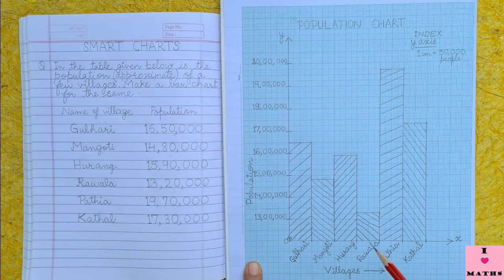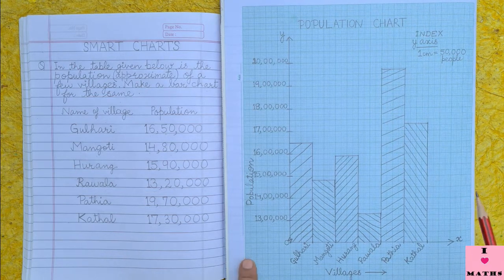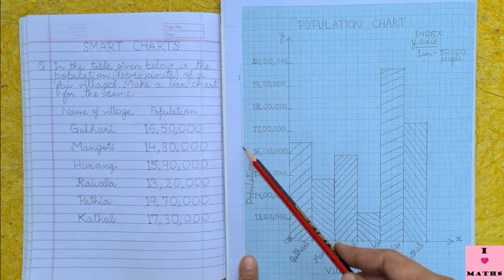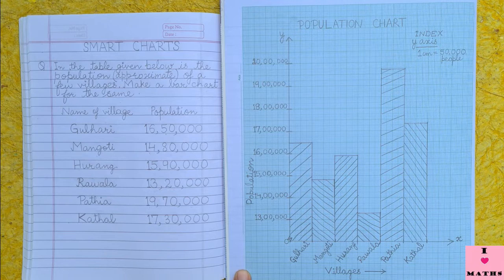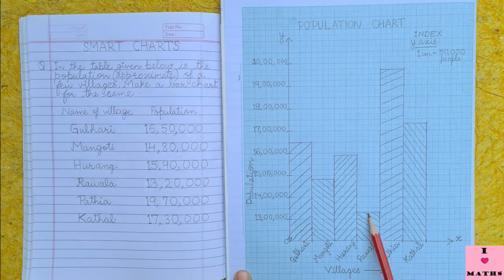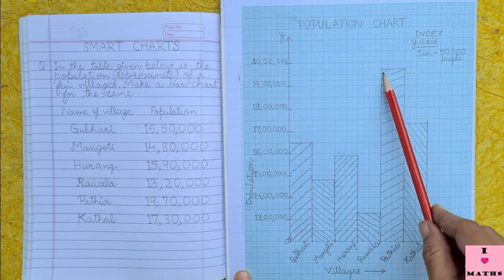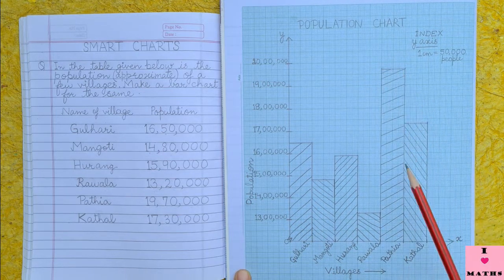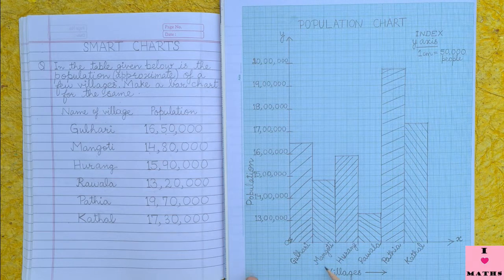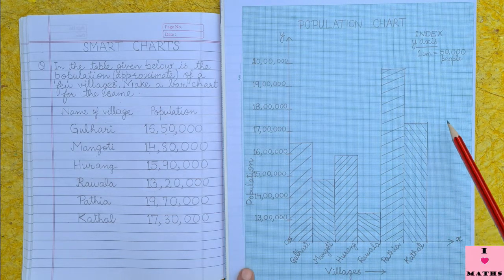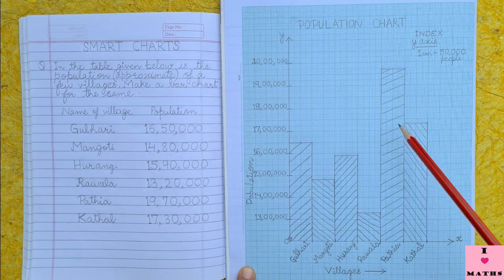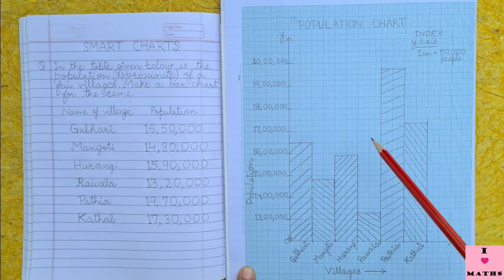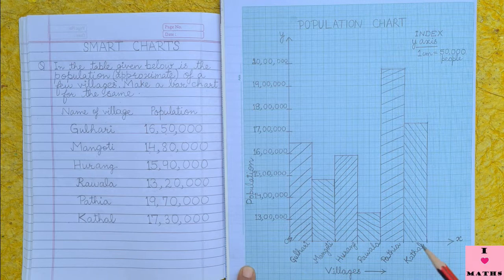Now you must be wondering, why should we draw bar graphs? When you look at this bar graph, just by giving it one single look, you can make out that Ravala has got the minimum population and Pathia has got the maximum population. So children, these bar graphs are a very great way of representing the data visually. Just by having a look at the bar graphs, we can make out so many things.